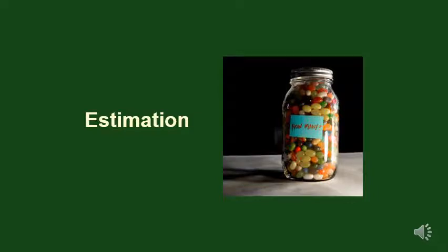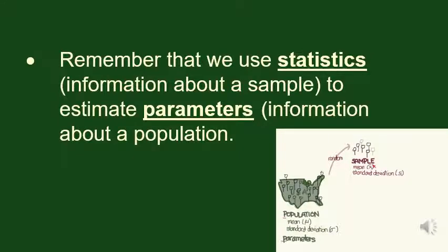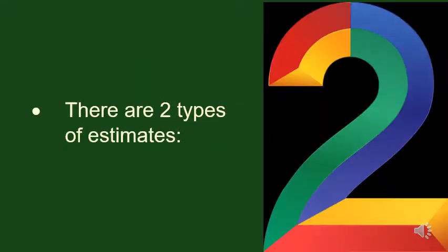In Chapter 7, we'll be expanding on what we learned in the elections video and learning about how to estimate various different things using statistics. One of the most basic things that we learned back at the beginning of the semester was that we use statistics, information about a sample, to estimate parameters or information about a population. There are two kinds of estimates, and we learned about both of those when we were learning about elections before.